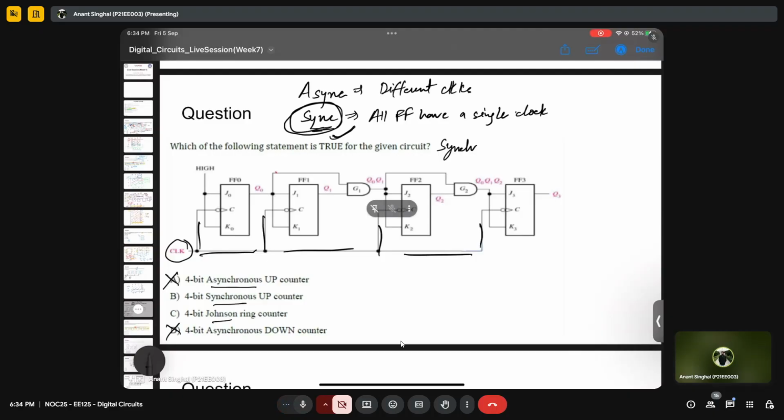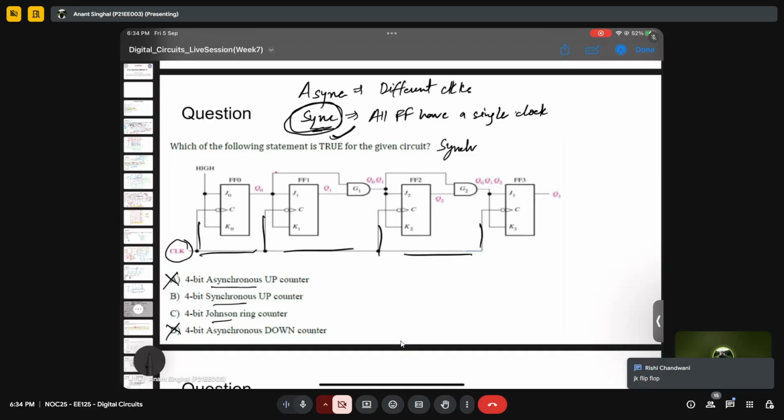Okay, first of all, I'd like to know, can anyone tell what are the flip-flops that are attached here? What are the kinds of flip-flop that have been used here? Okay, so try to see it carefully.